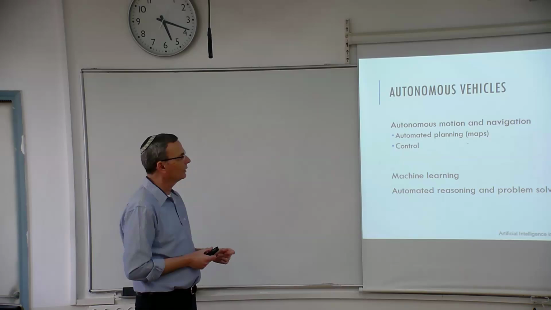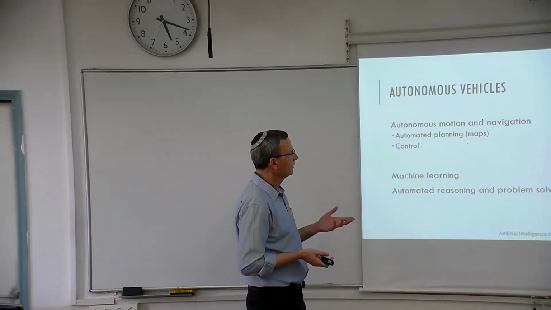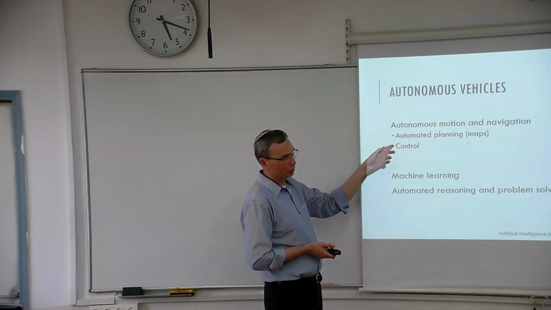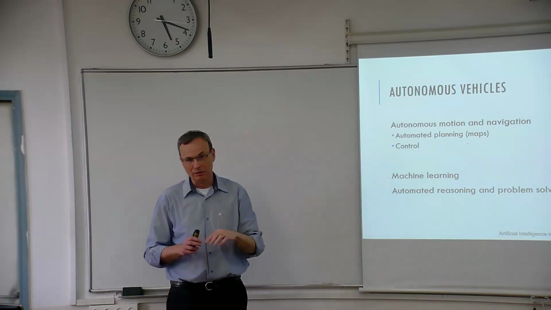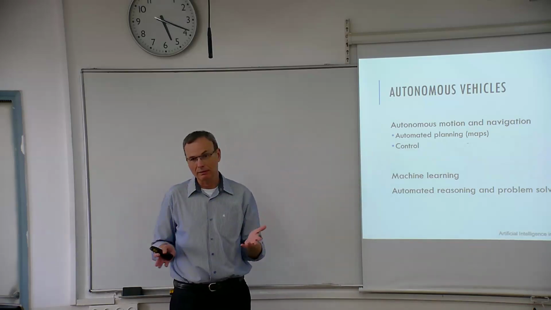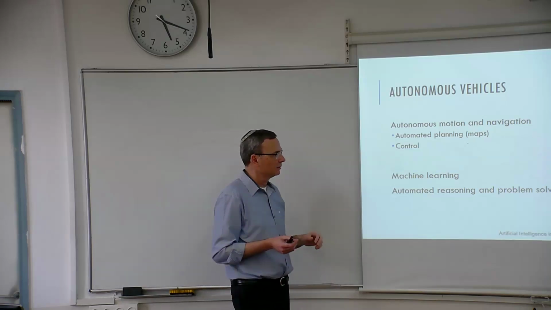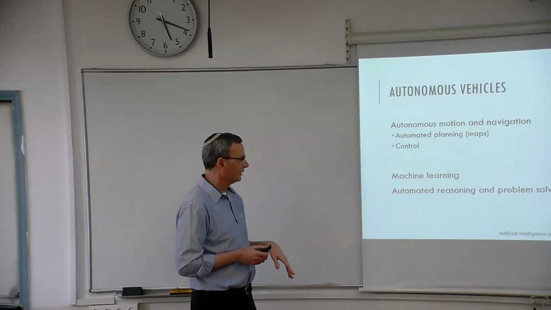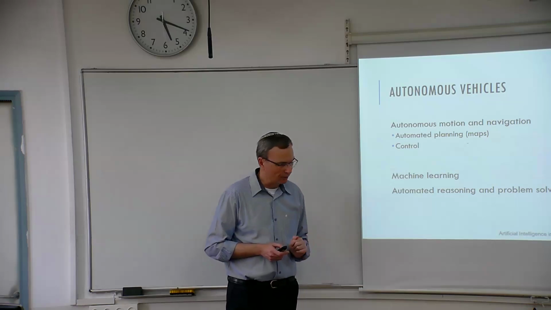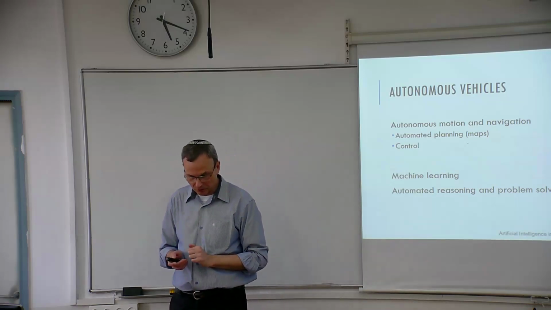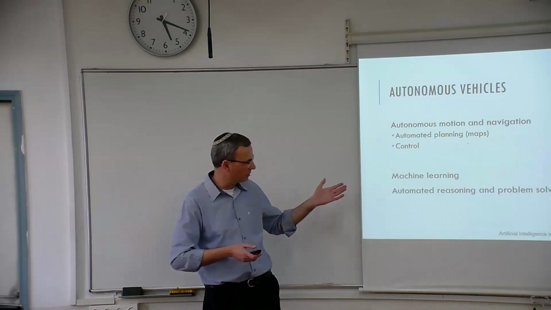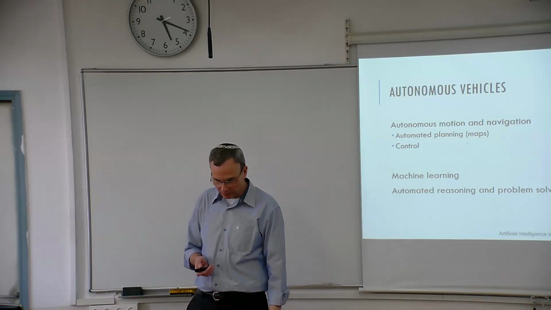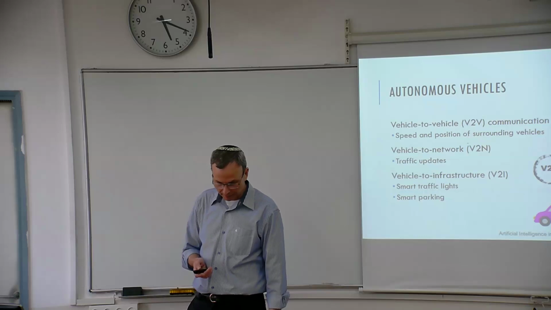And I need a way to autonomously move and navigate. This is planning by map, for instance, Waze, and to control the car itself. I need also the robot to know how to control the whole different system of a car. I need for sure different types of machine learning, and I also need automated reasoning and problem solving, because whenever those cars are going to drive, they will get into new situations, and they will need to know how to handle it.